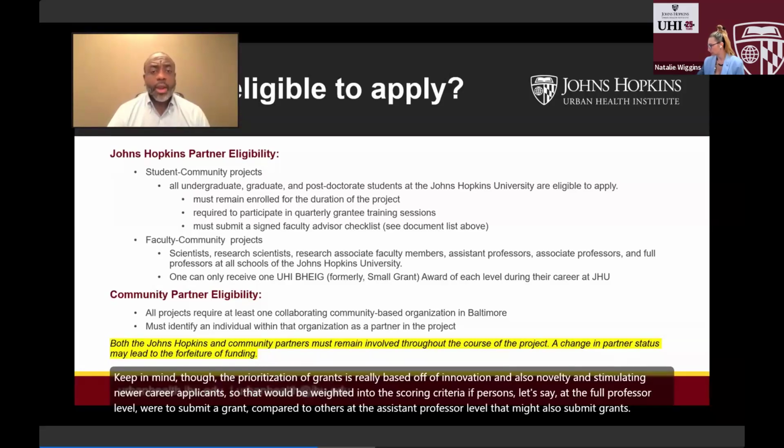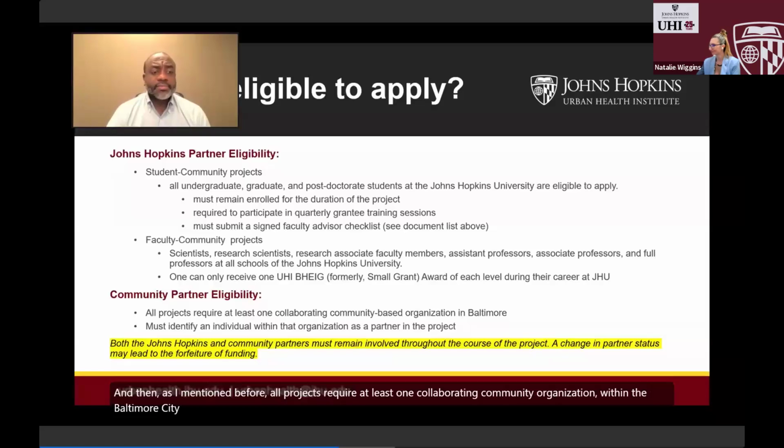Keep in mind, though, the prioritization of grants is really based off of innovation and also novelty and stimulating newer career applicants. So that would be weighted into the scoring criteria if persons, let's say at the full professor level, were to submit a grant compared to others at the assistant professor level that might also submit grants.